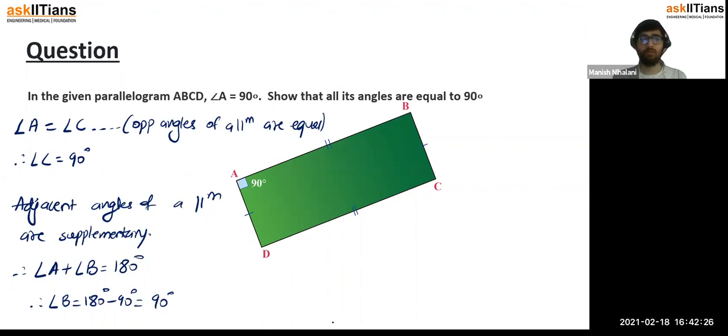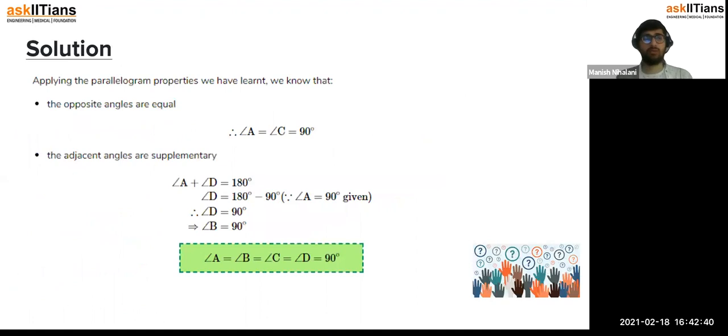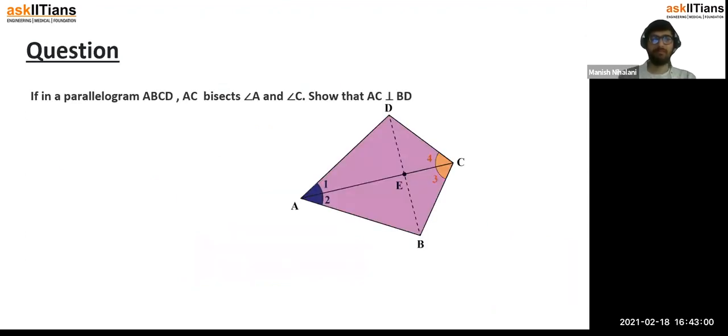Now again, if you use the opposite angles are equal property, you will get therefore angle D is also equal to 90. So if one angle in a parallelogram is 90, all other angles are also 90. This is how we use opposite angles are equal, adjacent angles are supplementary, right? I hope like in a classroom you all must be raising your hands that okay, I wanted to answer sir before you. Great. So let's now solve the next question.